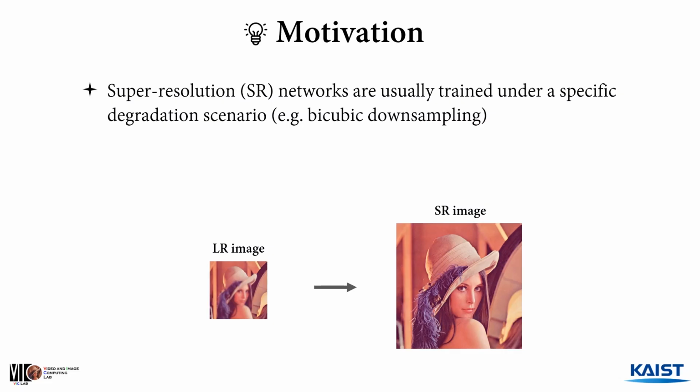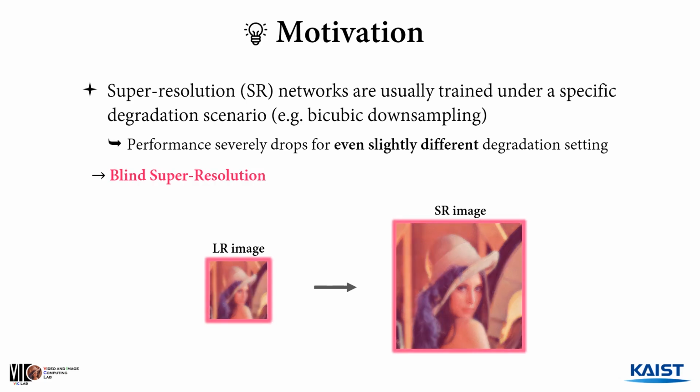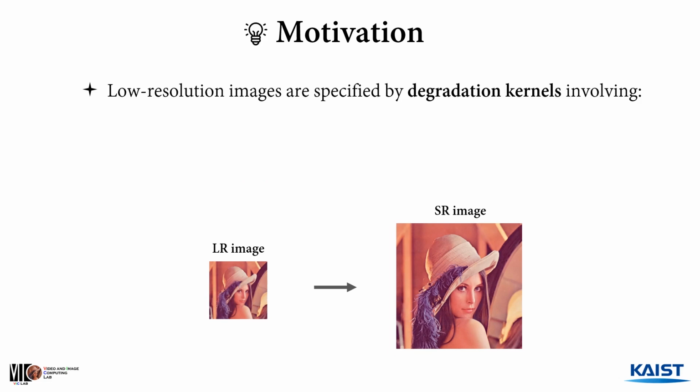Super-resolution networks are usually trained with bicubic downsampled images. Their performance tends to drop under even slightly different conditions. This is where blind super-resolution comes in, as it aims to handle more generalized or even unknown degradations. A real low-resolution image contains various types of degradations, which are often modeled as kernels.